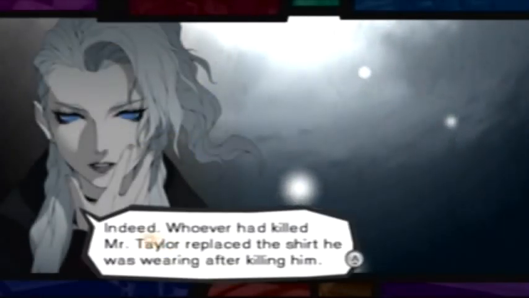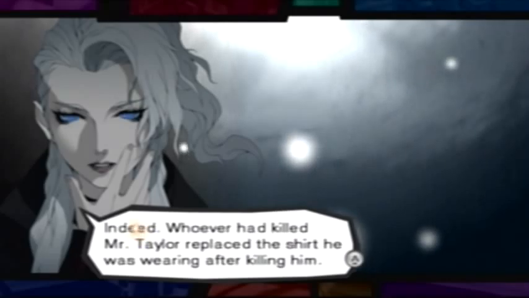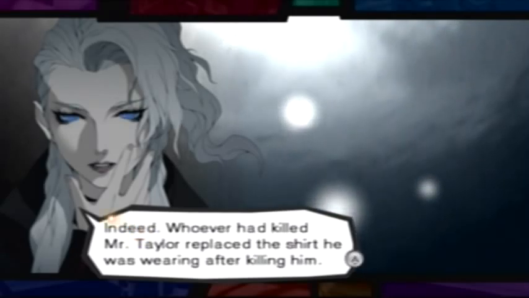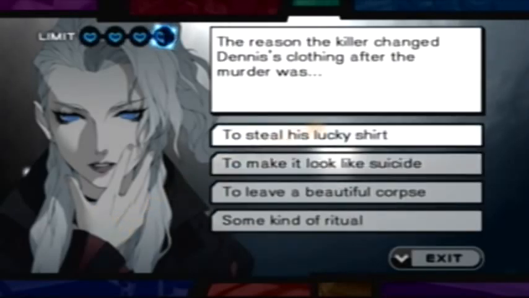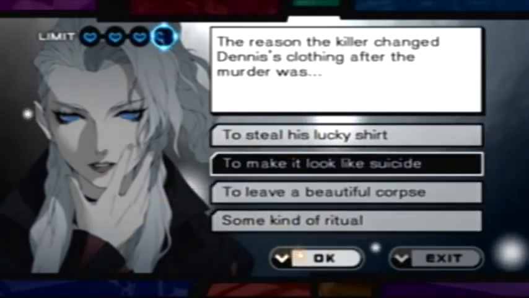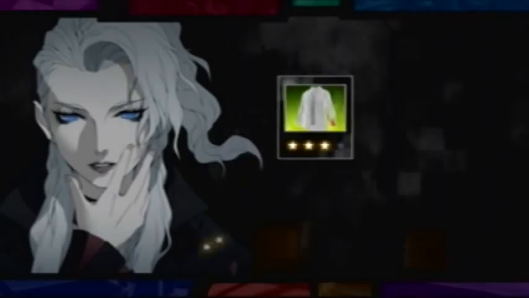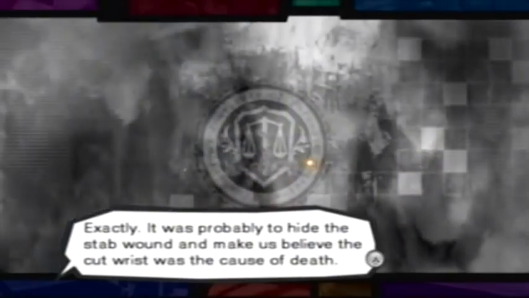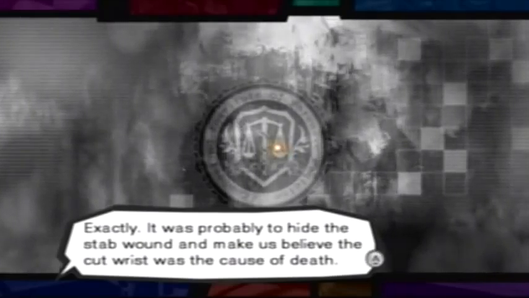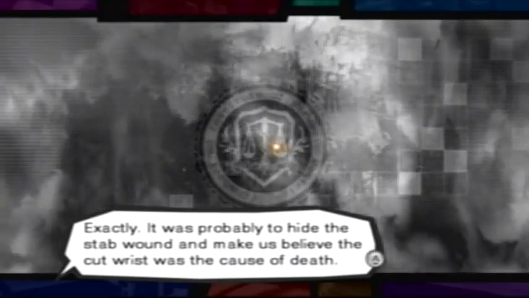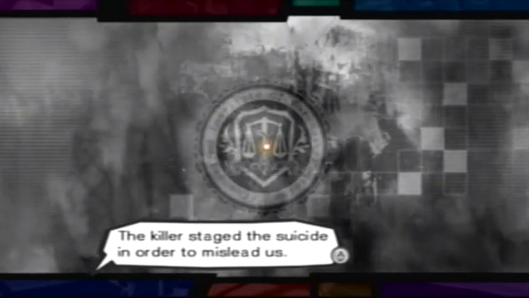Indeed. Whoever had killed Mr. Taylor replaced the shirt he was wearing after killing him. The reason for doing that was... Exactly. It was probably to hide the stab wound and make us believe the cut wrist was the cause of death. The killer staged the suicide in order to mislead us.